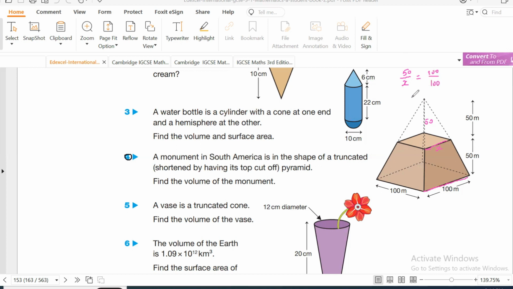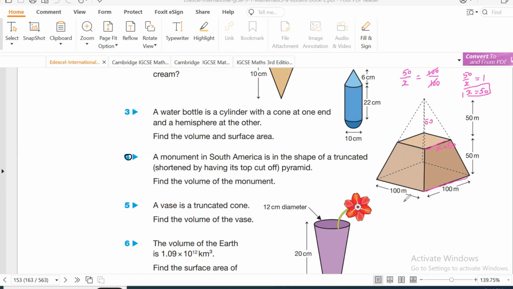So it means we are getting what? We can cancel 100 and 100. So 50 over X is equal to 1, or in other words, X is equal to 50. So we find out this X is equal to 50, or this length is 50. That will help us. Now I will find the volume for the total, subtract the volume of this upper part, and you will get the answer for the truncated volume.